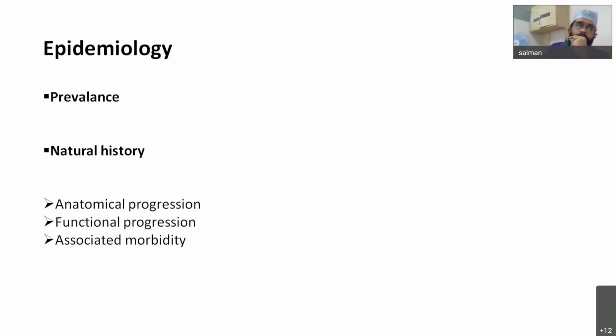And now the natural history of the disease. Knowing the natural history of the disease is important because renal artery stenosis drives hypertension and decreased kidney function. It can also contribute to cardiovascular mortality and death and progression to dialysis. In this, progression of the disease can be anatomical progression or functional progression, and there is associated morbidity along with progression of the disease.